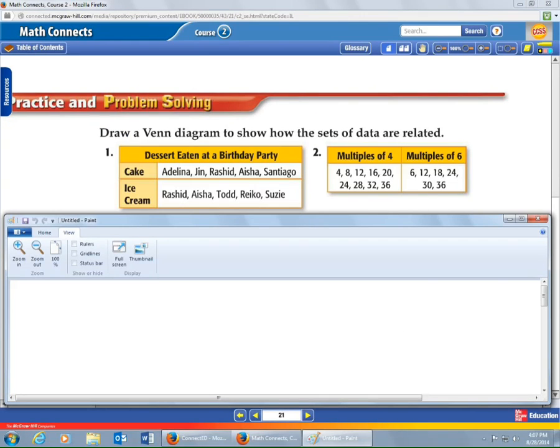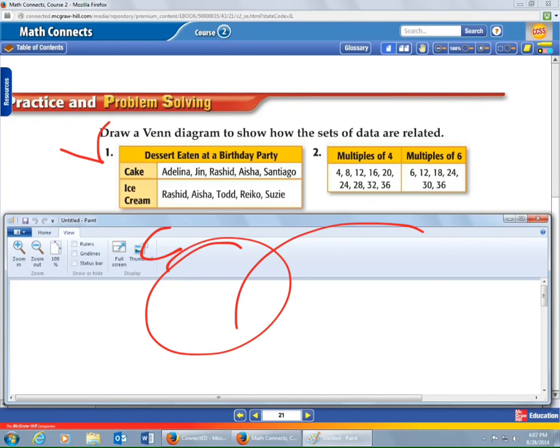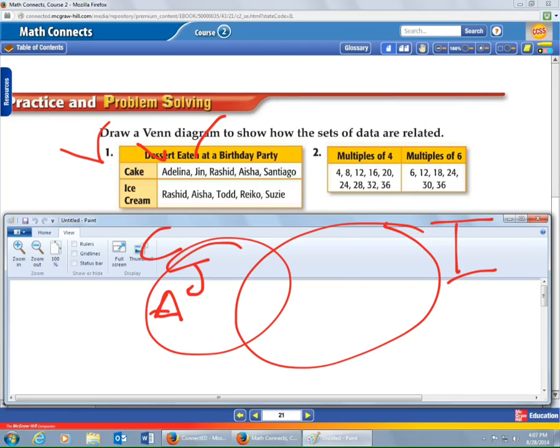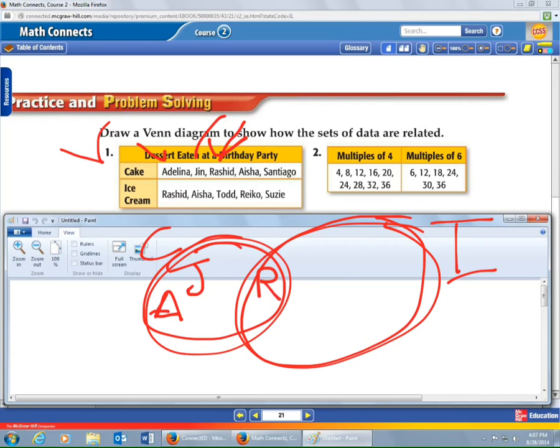Okay, let's see if we can make one on our own. In this case, let's talk about the desserts eaten at a birthday party. We have cake and we have ice cream, so I need a circle for cake and a circle for ice cream. Now, if I put each person in their own area, Adelina only goes in the cake. If I take Jen, Jen is also only in cake. But Rashid is in the cake, but he's also in the ice cream. So we're going to put Rashid in the middle.